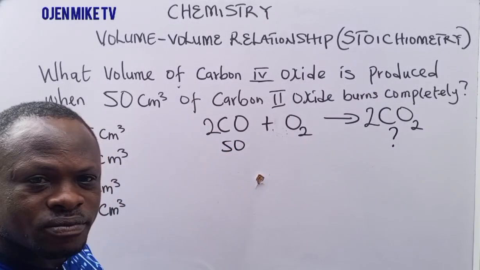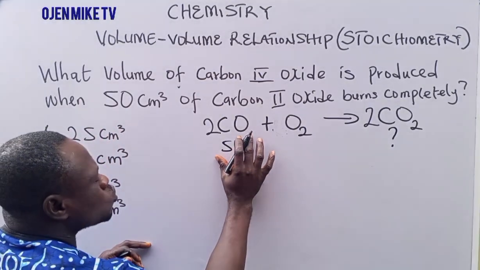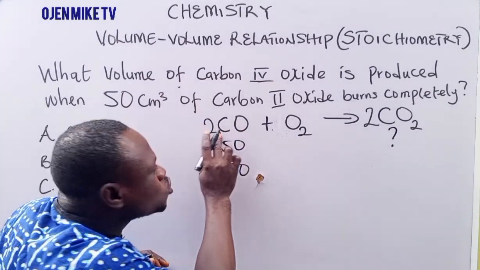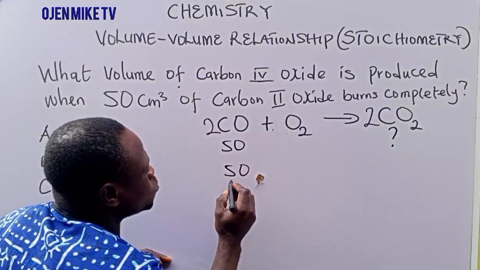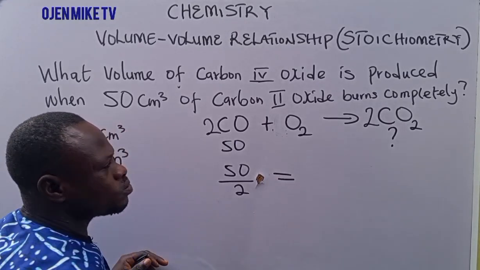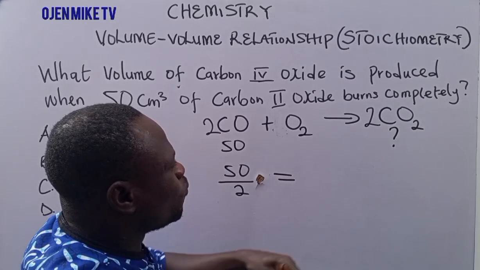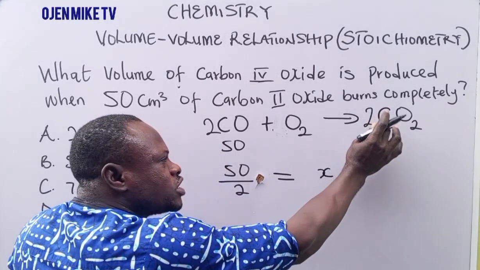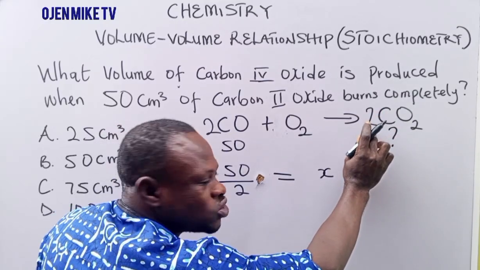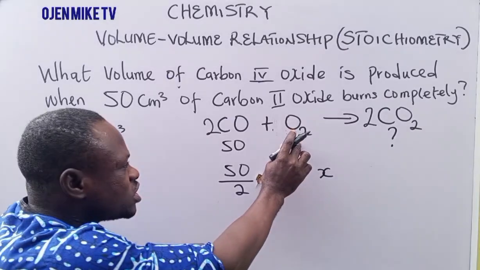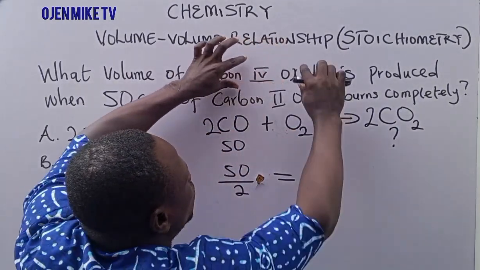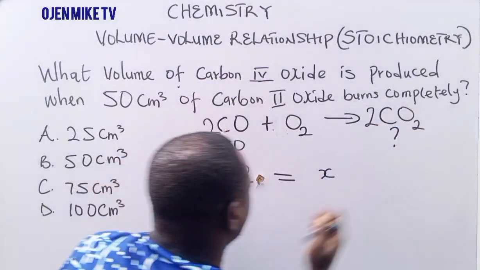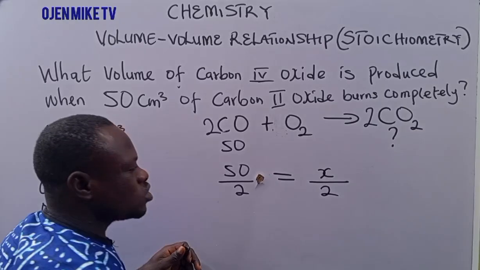So what you're going to do is take the one you are given, 50, over the coefficient, that is the mole ratio, of carbon monoxide, which is 2, equals the volume of carbon dioxide, which is what you are asked to find, so we say x, over the coefficient of carbon dioxide, which is 2. You don't have any business with oxygen, because they are asking you about carbon monoxide and carbon dioxide. So the coefficient is 2. Are you following?